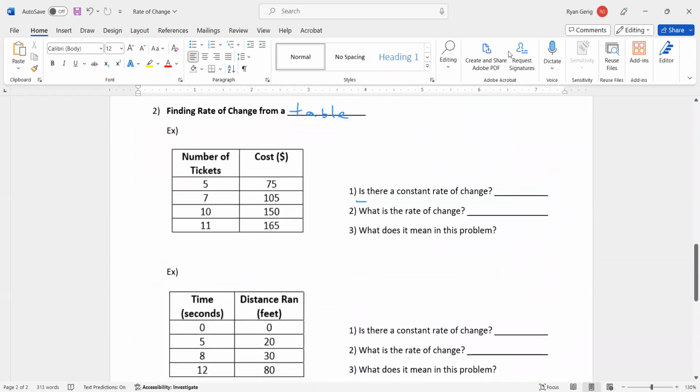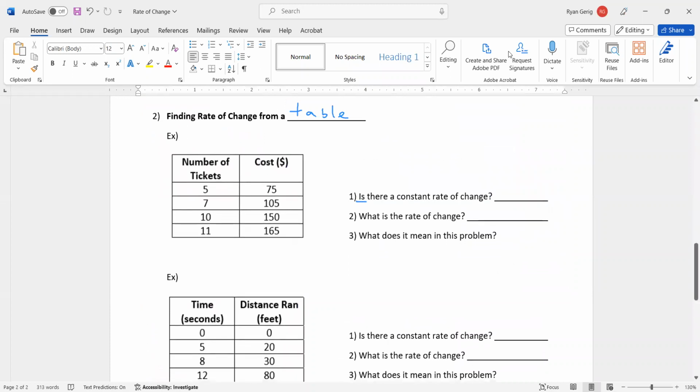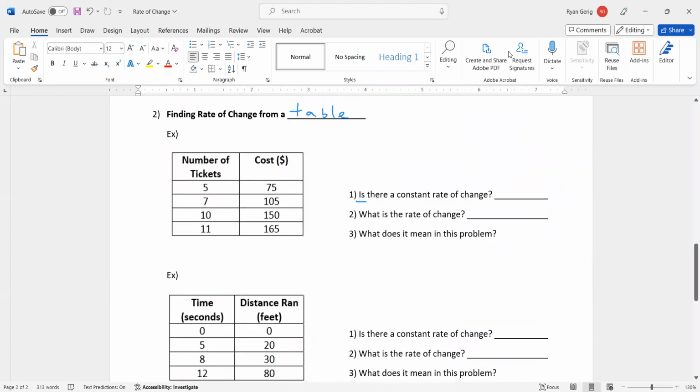However, when we get down here to a table, there's nothing graphed. So we have to check this before we can do anything. Don't want to assume that it's a line if it's not a line. Well, how do I do that? Well, I look at Y. So that's the second column. X is your first column. So I'm going to look at what's the change from the first one to the second one. So it's up 30, right?